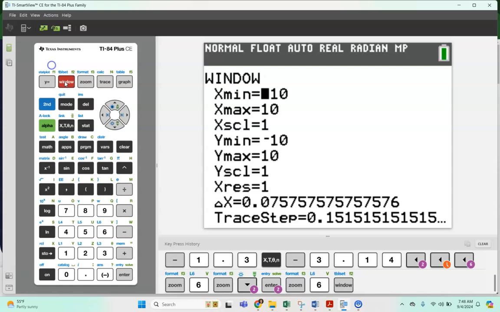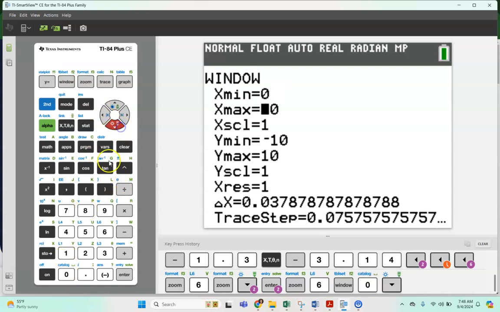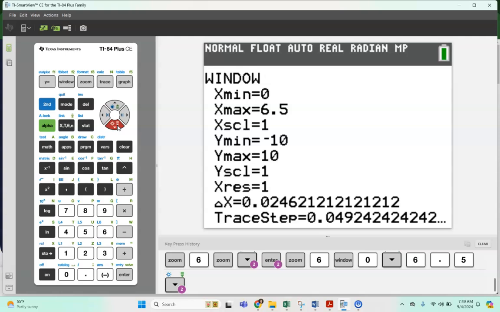So here, what's this? Window. I'm going to make x min 0, x max 6.5. Why am I doing it? Because that's what the problem says. I'm restricting my domain. Y min, I forgot what it was. Y max, let's try 30. And I have to change here and there a little bit.